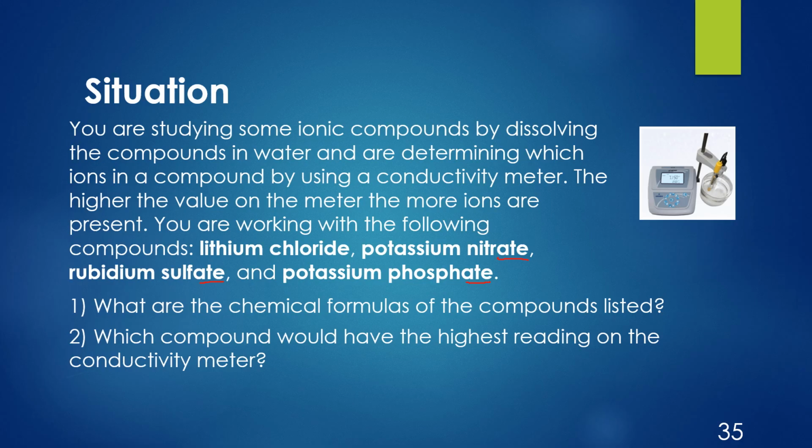Once you have the chemical formulas, you can answer the second question. Which compound would have the highest reading on the conductivity meter? So remember it said the higher value on the meter means the more ions present. So you'll count the subscripts, and whichever one has the highest number of ions in it will have the highest reading on the conductivity meter.